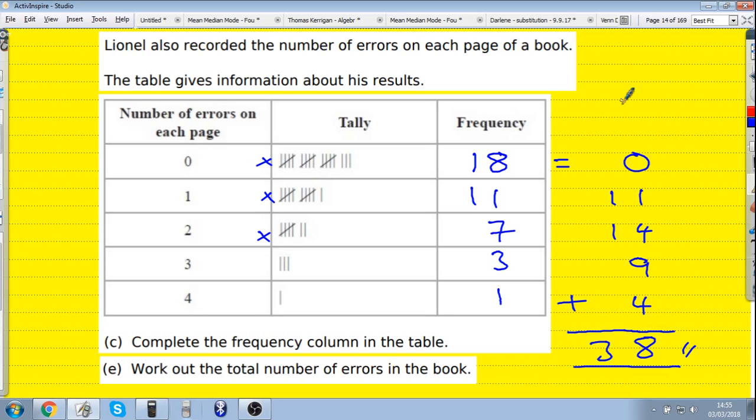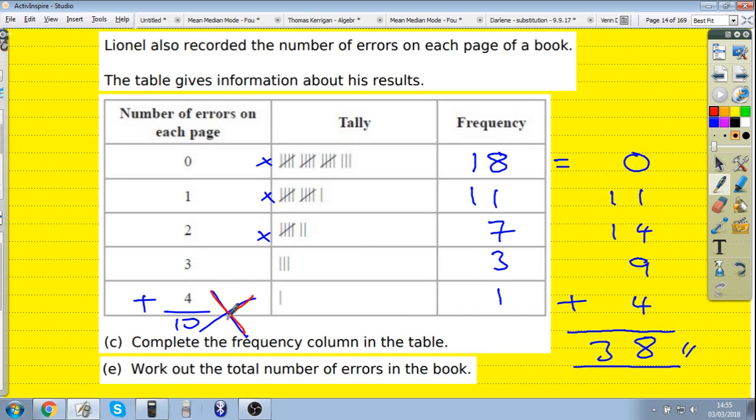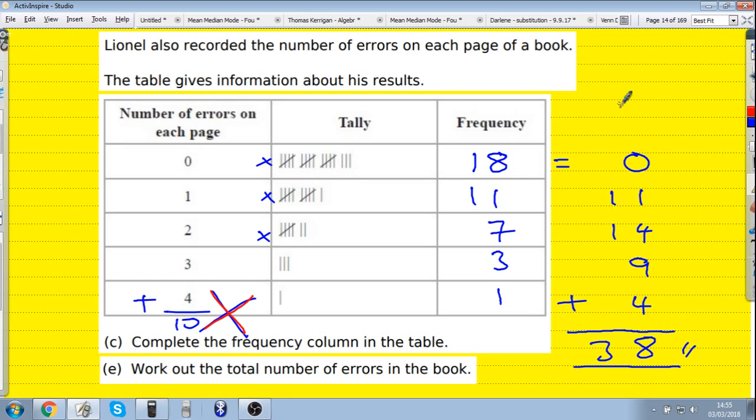So do you want me to do C and E or? No, just, how did we get this 38? Why was the total number of errors not 7, 8, 9, 10? All right, because we had to do 0 times 18, and then we did 1 times 11, and then. So why did you have to multiply them? Because that would give us the total number of errors. Like, why is the total number of errors not 10?